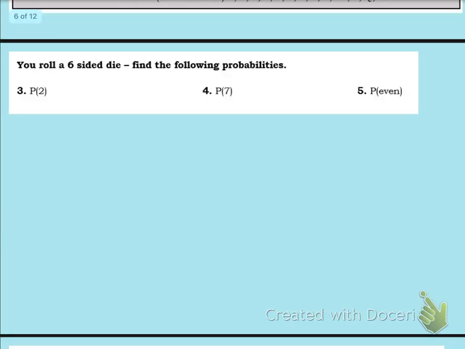Okay, you roll a 6-sided die, find the probability. If I'm rolling a 2, there is one 2 on a die, but I have 6 options. If I'm trying to roll a 7, well, if it's a 6-sided die, there's no possible way to roll a 7 because there are only 6 sides. An even number, I've got 2, 4, and 6, so I've got 3 that I can pick from and 6 total. We always simplify our fractions, so that would simplify to 1/2.